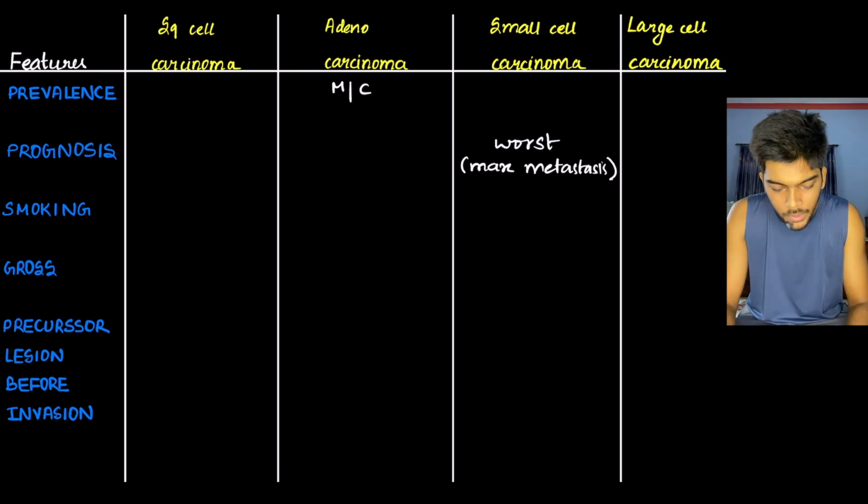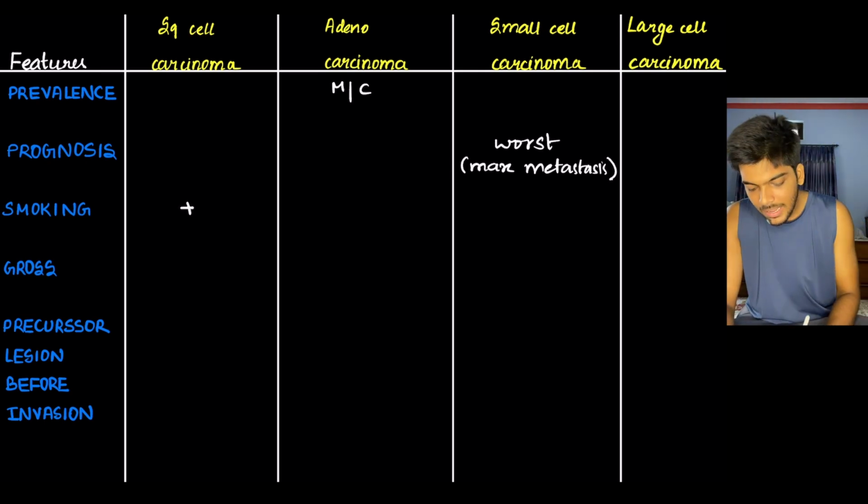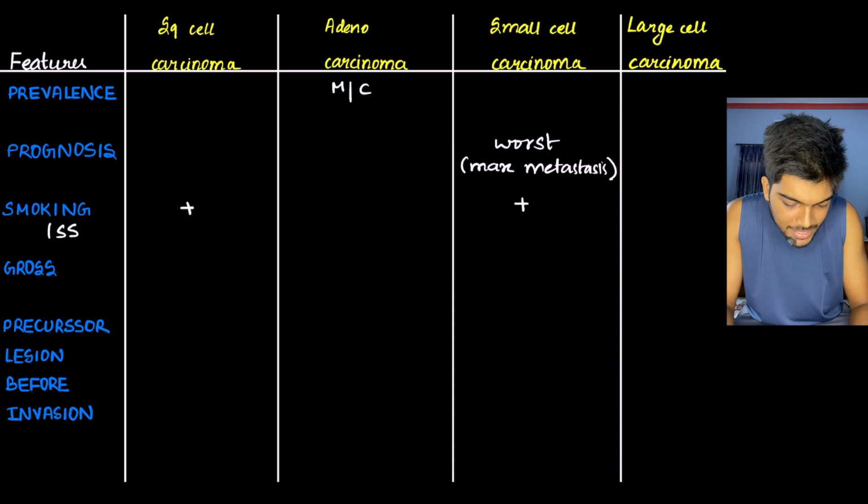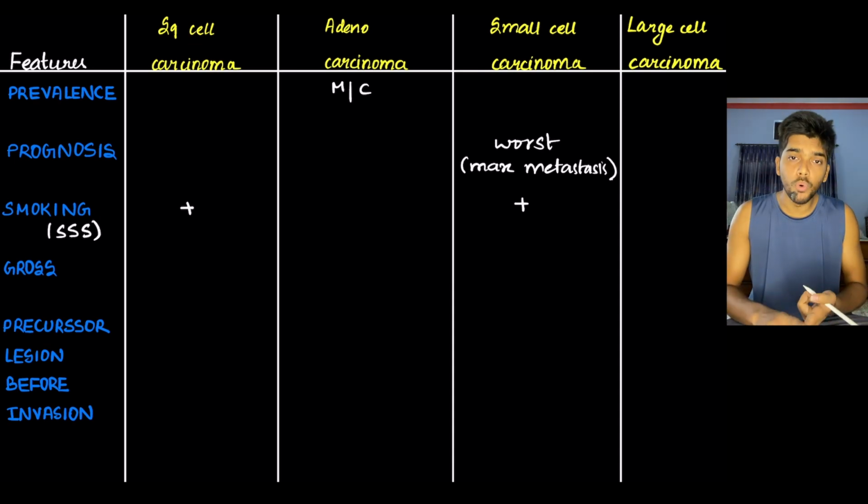Affiliation with smoking. Squamous cell carcinoma and small cell carcinoma have strong affiliation with smoking, which you can remember as SSS. So S for smoking, S for squamous cell carcinoma, and S for small cell carcinoma.